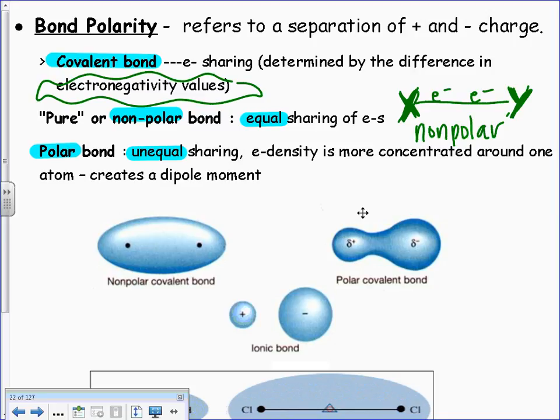Yeah, there. So do you see? That electron is equally spaced away from X as the other one is from Y. Basically equal sharing. If you have equal sharing, neither side is more positive or more negative, and the only way that's going to happen is if you have relatively similar electronegativity values. So give me two things that might have similar, not the same, but similar EN values.